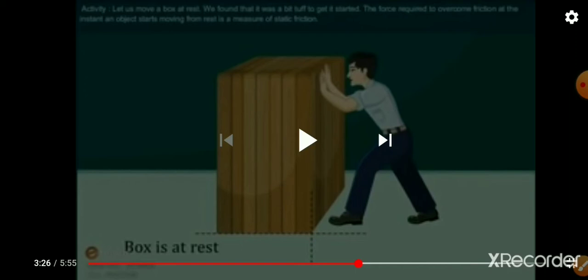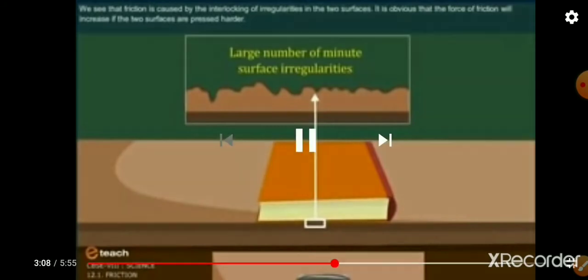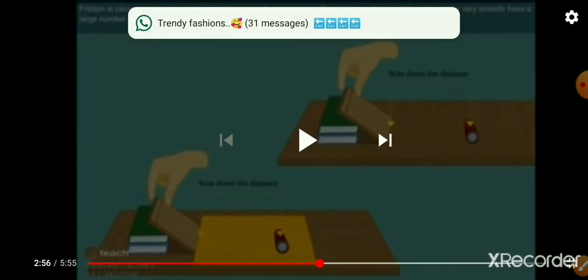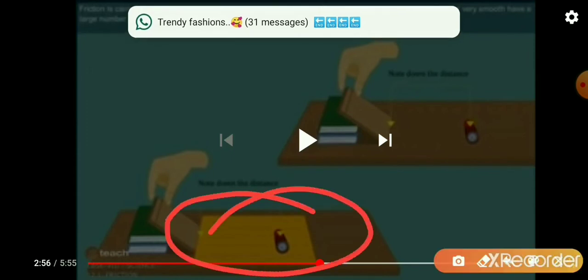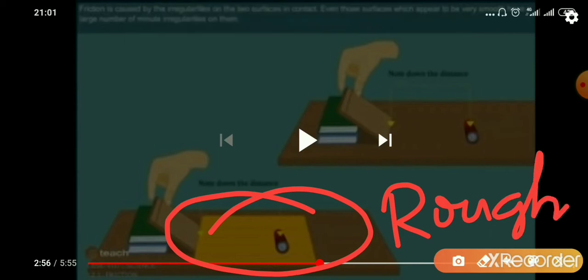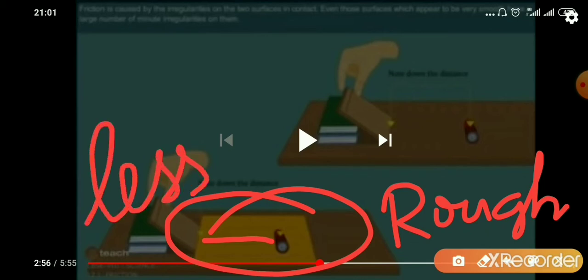So the force of friction is greater if a rough surface is involved. That's why you have seen that when the pencil cell was moving on the piece of cloth, because the surface was rough, the distance moved by the pencil cell was less. However, in the other case, the surface was smooth, so the interlocking was less, hence the distance moved was more.